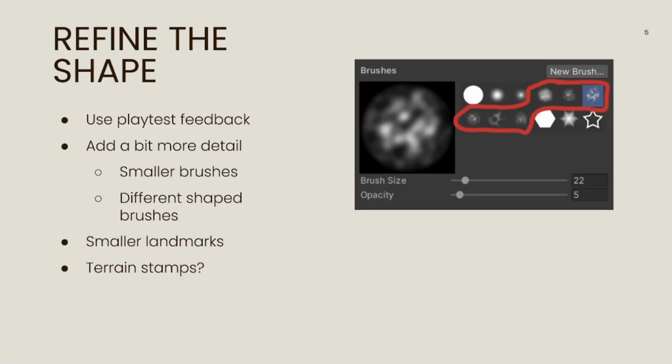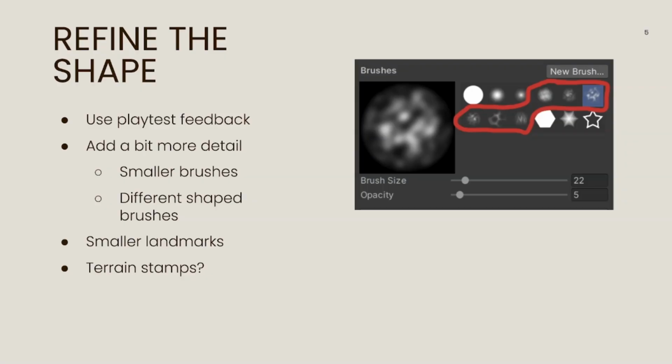All right, next you want to refine the shape, using playtest feedback to change this up if you have any big tweaks to make. And then from there, also adding in your detail. So you start using smaller brushes with lower opacity, which is how much your brush gets applied.